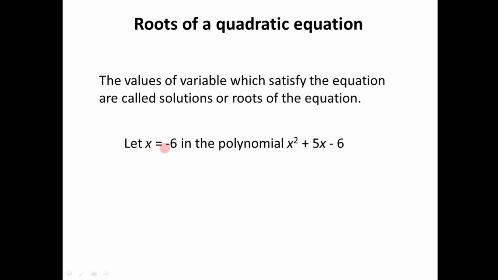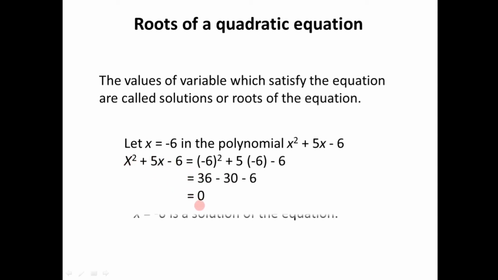Instead of x, if we put minus 6 in this polynomial, we get x square plus 5x minus 6, that is, minus 6 square plus 5 into minus 6 minus 6. So minus 6 square is equal to plus 36, plus 5 into minus 6 is minus 30, minus 6 as it is. Minus 30 minus 6 is minus 36. So 36 minus 36 is 0. So we get the value of the polynomial x square plus 5x minus 6 equal to 0 when x is equal to minus 6.